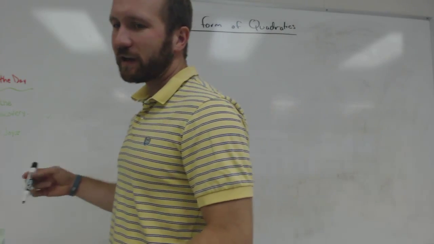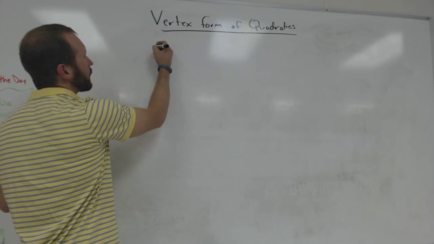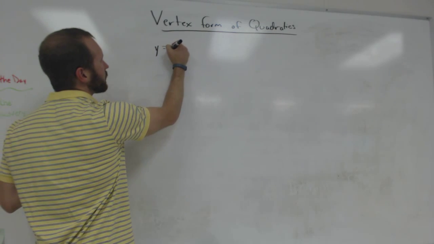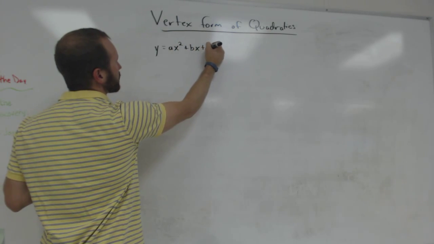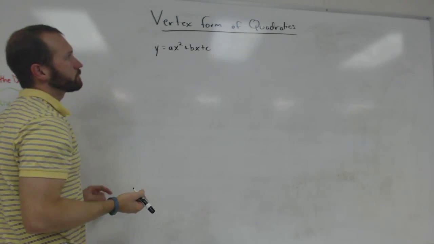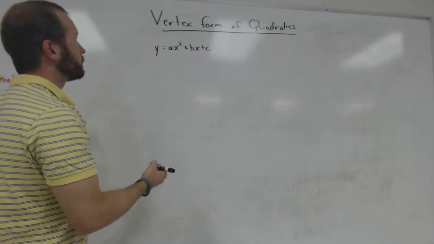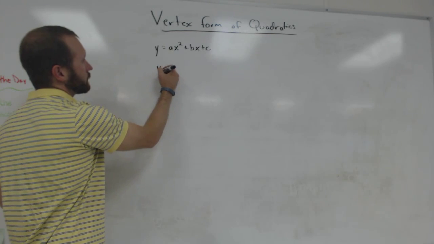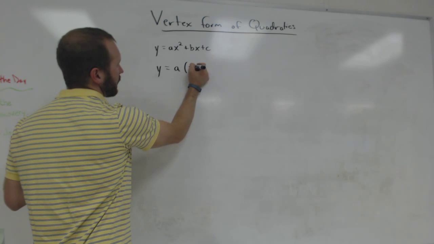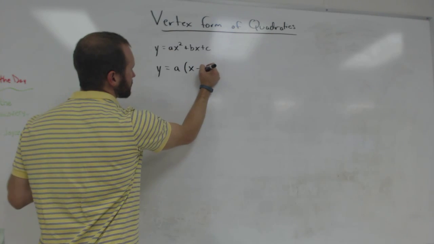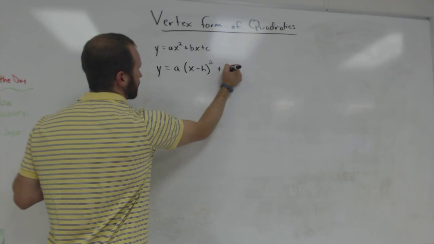All right. Vertex form of quadratics. So we're used to this form: y equals ax squared plus bx plus c. Then I'm going to show you another form. It's like this: y equals a(x minus h) squared plus k.